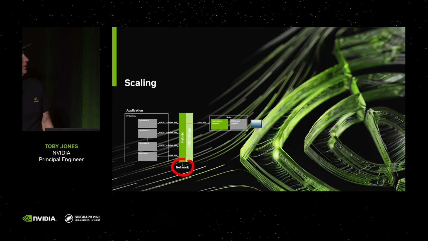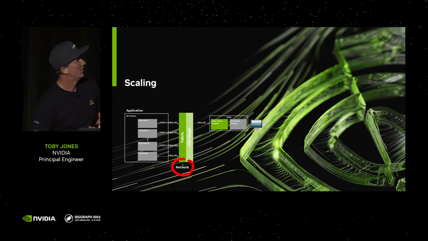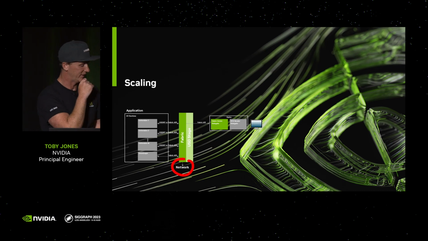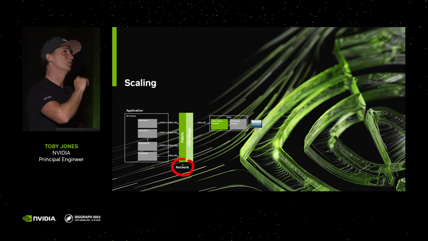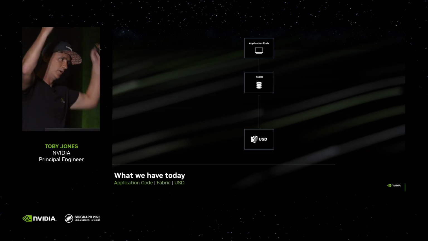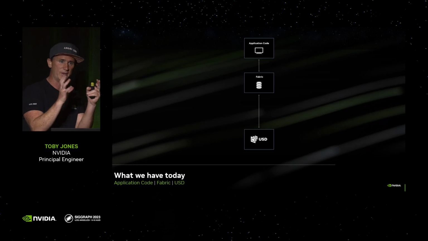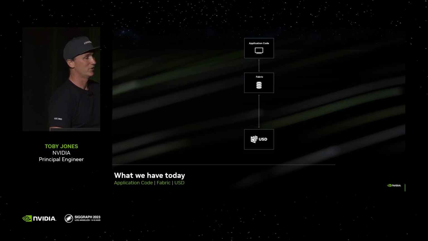OK. So we talked about making things go fast on one node, how these components talk to each other. I'm going to talk really quick about how we deal with scaling, or what we're doing to make scaling work really well for us. So I made smaller boxes. We have your application code. You have this columnar database idea that is Fabric, and then you have USD, which you feed into it.